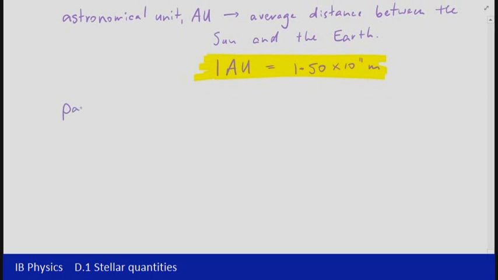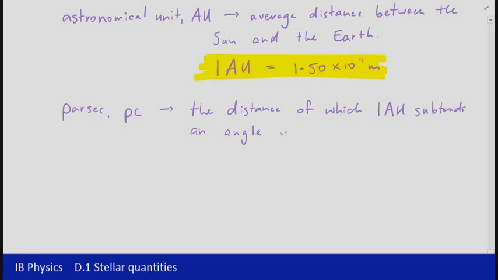We'll need to state it first, and then we'll go into the next bit of content that will help to explain what a parsec is. So a parsec, the definition is that it's the distance at which 1 astronomical unit subtends an angle of 1 arcsecond.